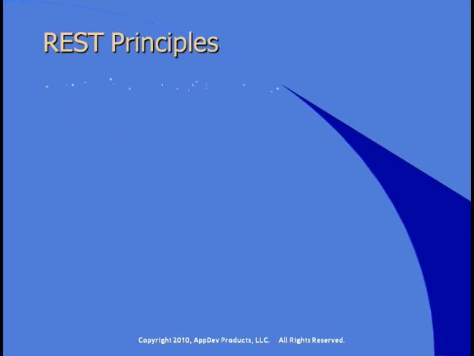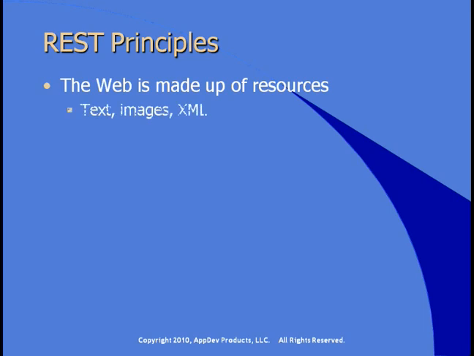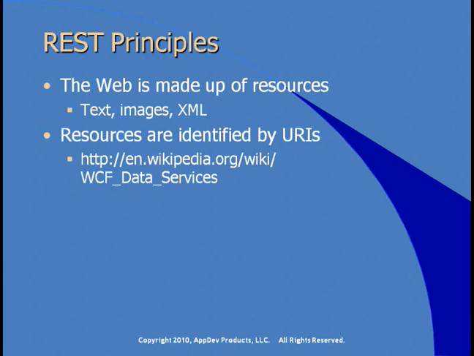So what are the principles of REST? Well, the web is made up of resources. Whether those resources are text or images or XML, the web is resources. And resources are identified by URIs. So for example, here's a URI. Go to Wikipedia and look up WCF Data Services. If you go into your browser and you enter this, you'll go to a page on Wikipedia that shows you information on WCF Data Services. But that page is a resource, and then the individual things on it are resources.